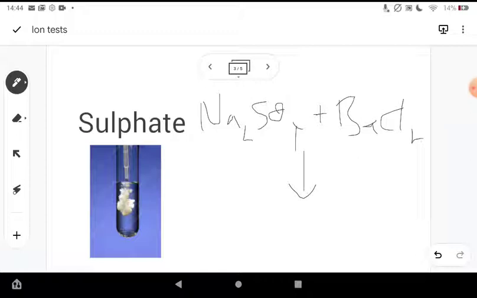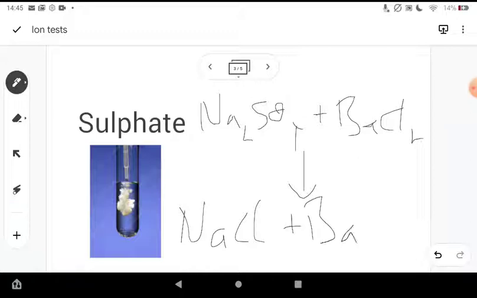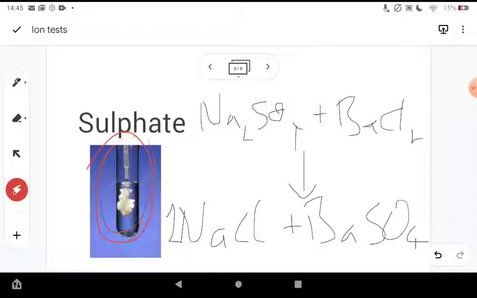When we mix these two together, we will get the sodium chloride from the sodium here and the chlorine here, and we'll get the barium sulfate, and that barium sulfate is going to be solid. So the positive result of the test for the sulfate is a white precipitate.